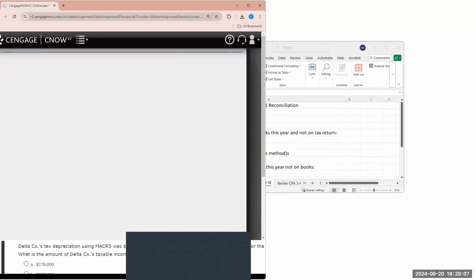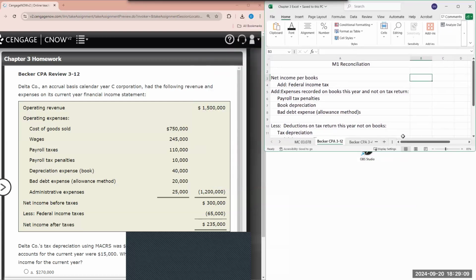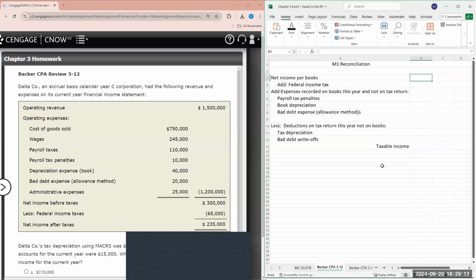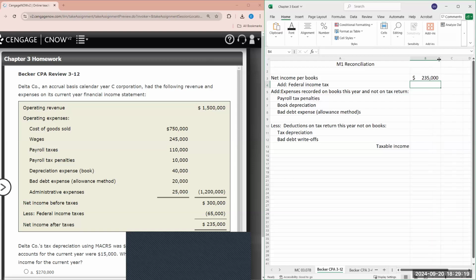All right, so we start off with the 235,000, which represents the net income per books. And from there, we need to account for the federal income tax. So here we see the federal income taxes. We add that back. The federal income taxes were 65,000.